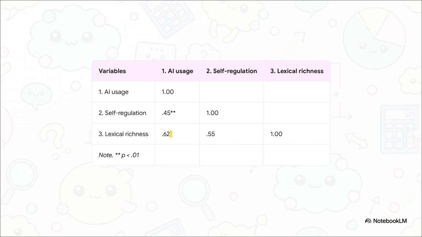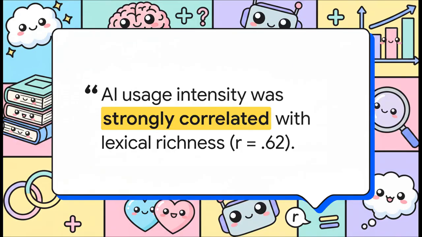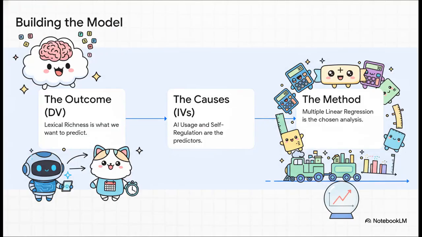Using our cheat sheet, we know that's a strong, positive relationship. And this shows you exactly how we turn those numbers into a clear, understandable finding. The study discovered that students who use AI tools more often also tend to use a more diverse vocabulary. This is a powerful first insight, but remember, it doesn't tell us about prediction just yet. To get to prediction, the researchers set up a regression model. The outcome they wanted to predict, the dependent variable, was vocabulary richness. The factors they used to predict it, the independent variables, were AI usage and self-regulation. And because there's more than one predictor, it's what we call a multiple regression.